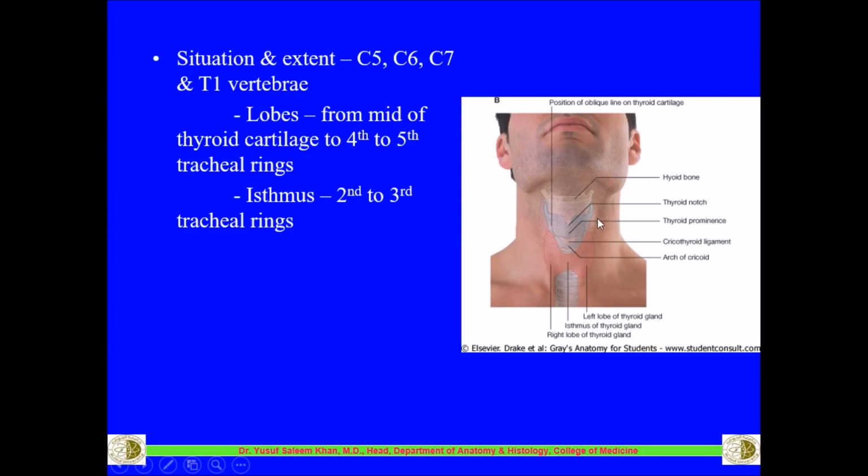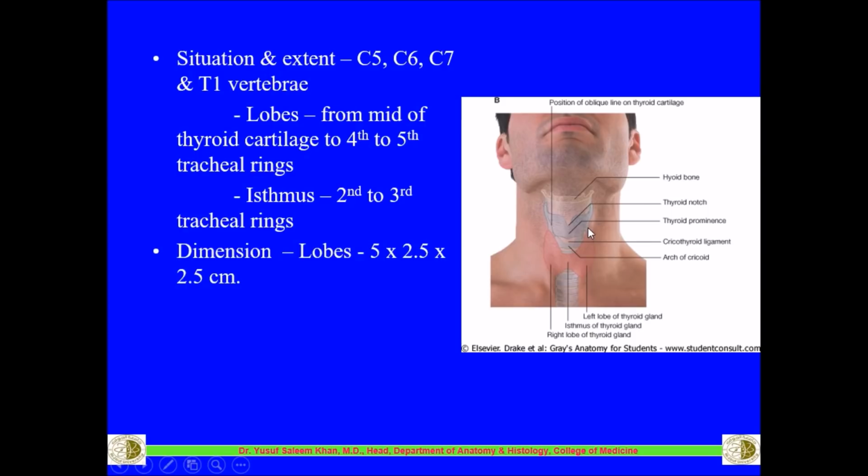This gland extends from the middle of the thyroid cartilage up to the 4th to 5th tracheal ring, and the isthmus will be at the level of almost the 2nd or 3rd tracheal ring. If you see the dimensions of this gland, the total length will be almost 5 centimeters. It is a small gland.